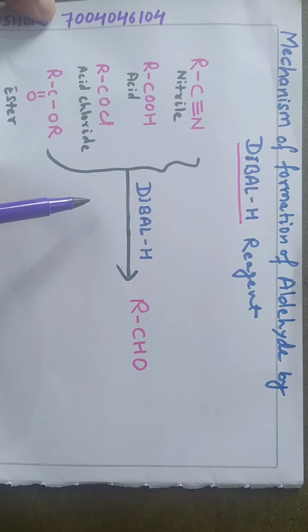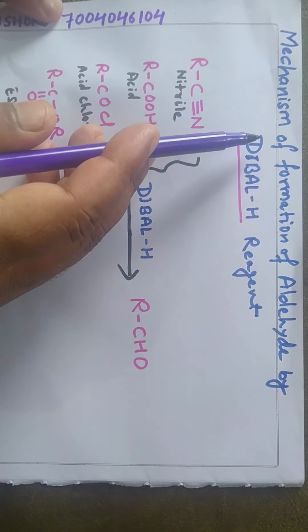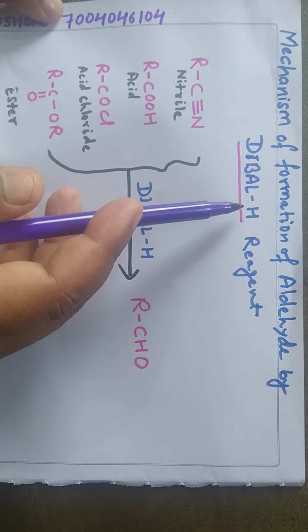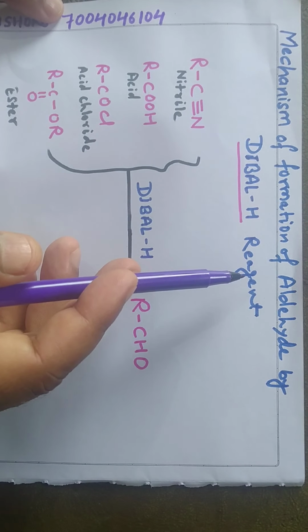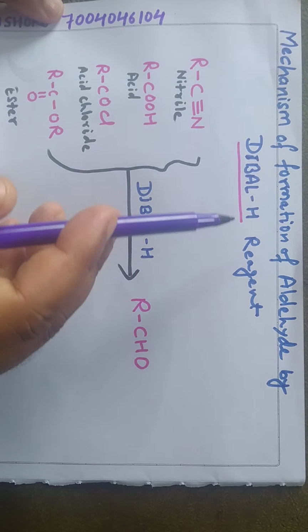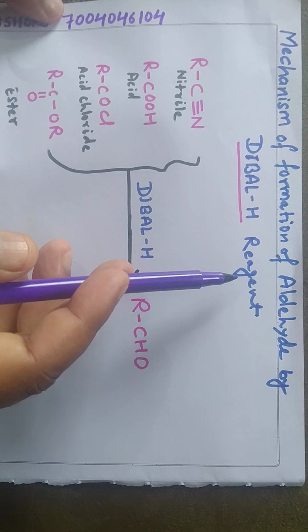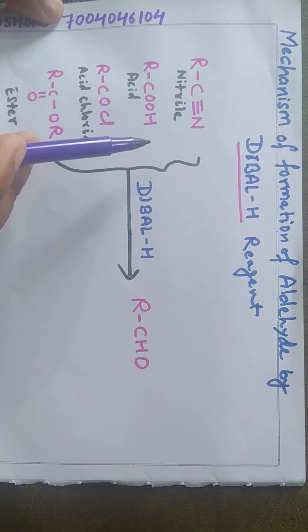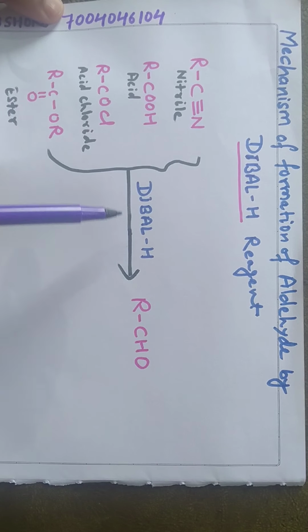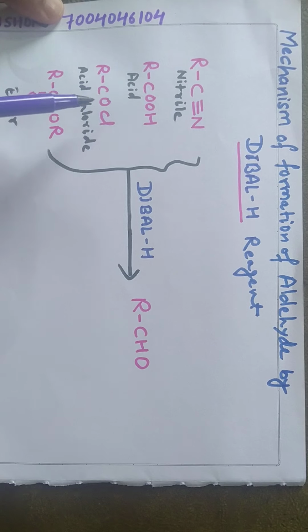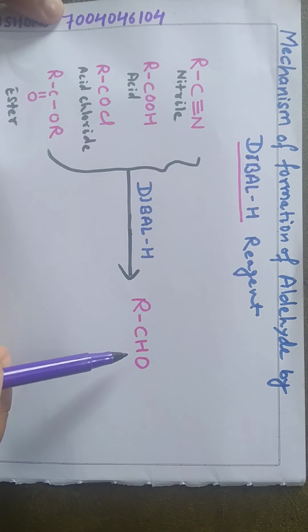Dear students, today I am going to discuss the mechanism of formation of aldehyde by DIBAL-H reagent. That means we will prepare aldehyde by using DIBAL-H reagent. So first of all, know what is the role of DIBAL-H. DIBAL-H converts nitrile, acid, acid chloride and ester into aldehyde.